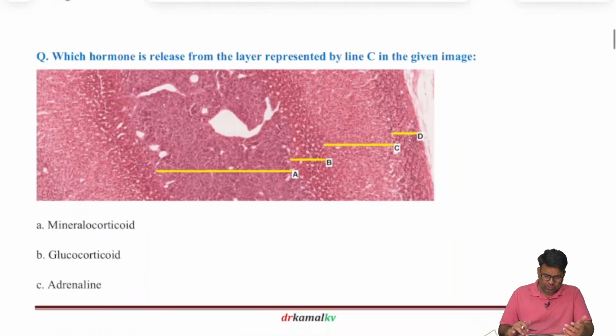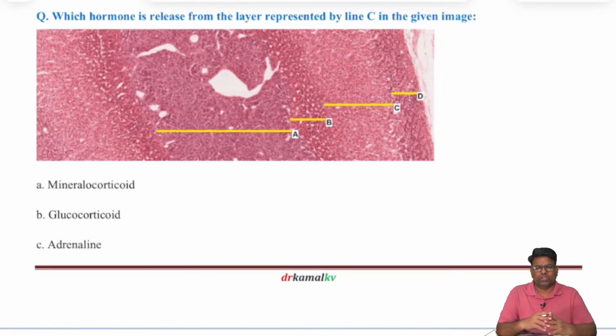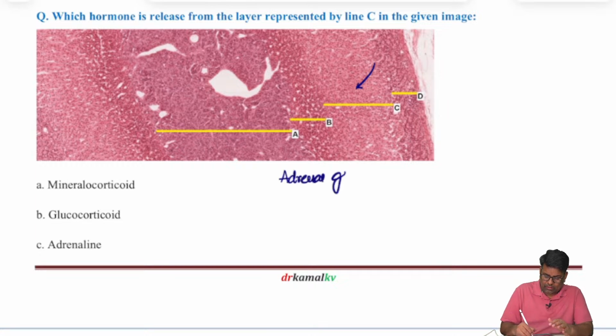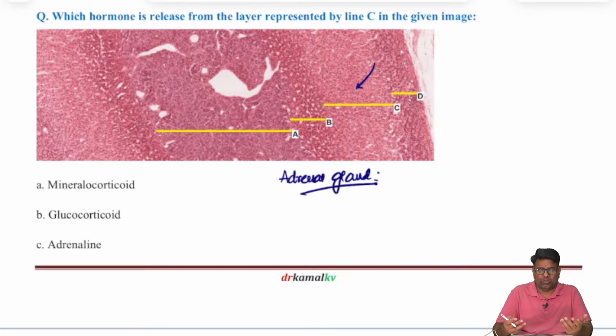Then there was one question, and it was a histology based question, and here a microscopic picture was given, and then there was a specific label on one layer, and it was asked which hormone is released from this particular layer. Now looking at the options like mineralocorticoid, glucocorticoid, adrenaline or androgen, you can say that this is a histology of adrenal gland, right? Because all the hormones given belong to the adrenal gland.